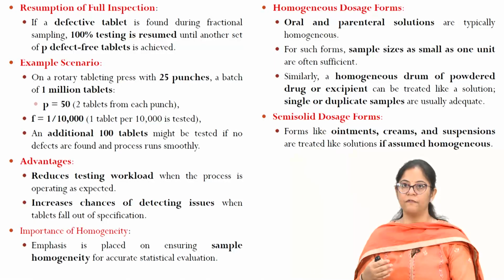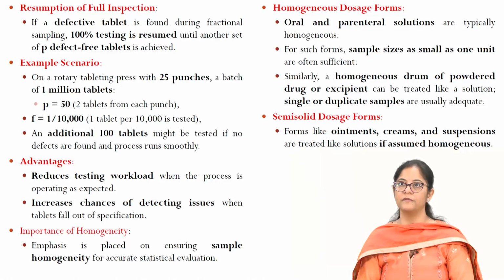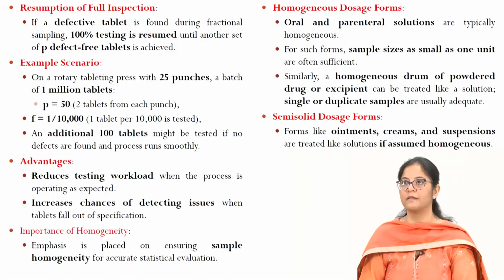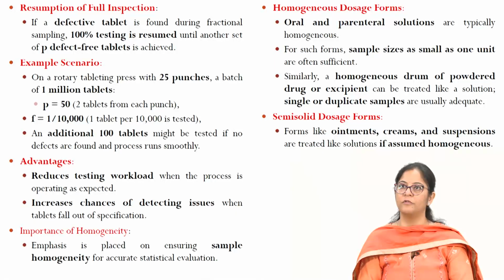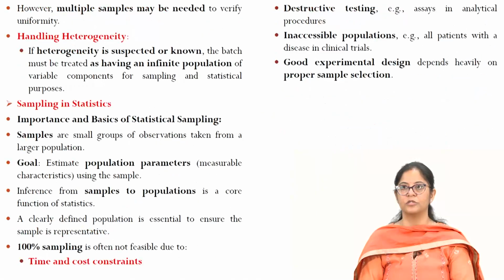Now, the emphasis is placed on ensuring sample homogeneity for accurate statistical evaluation. Oral and parenteral solutions are typically homogeneous. For such forms, sample sizes as small as 1 unit are often sufficient. Similarly, a homogeneous drum of powder, drug or excipient can be treated like a solution. Single or duplicate samples are usually adequate. Forms like ointments, creams and suspensions are treated like solutions if assumed homogeneous. However, multiple samples may be needed to verify homogeneity.